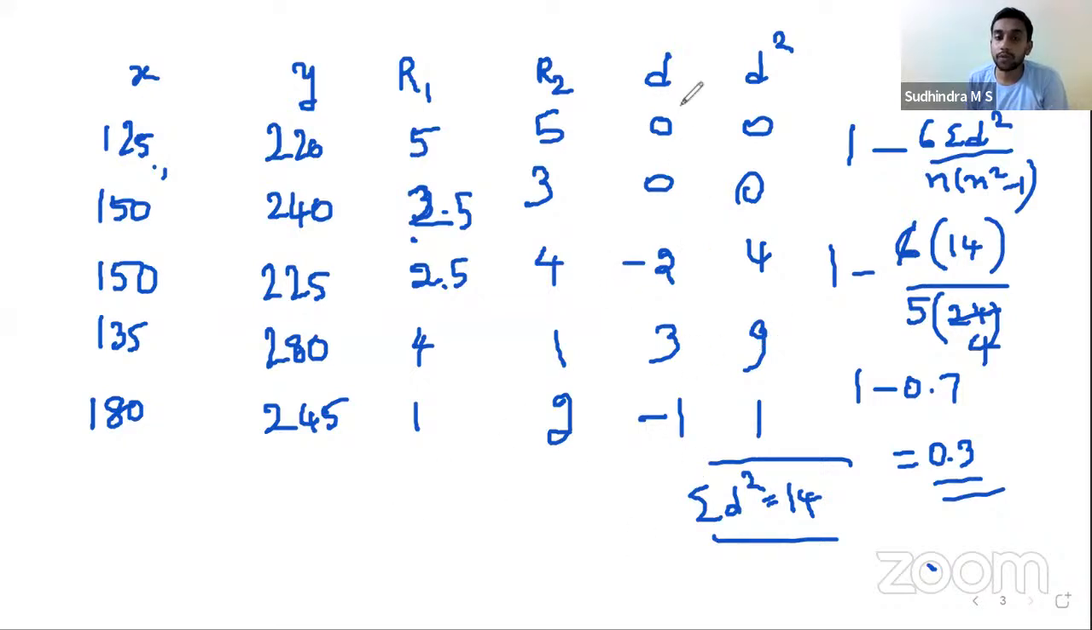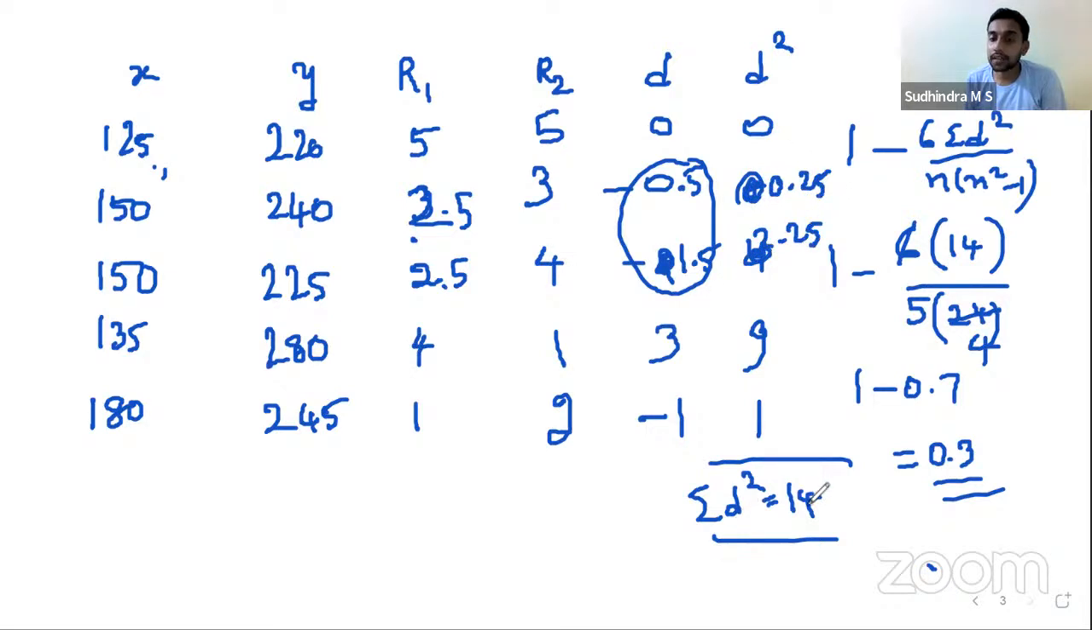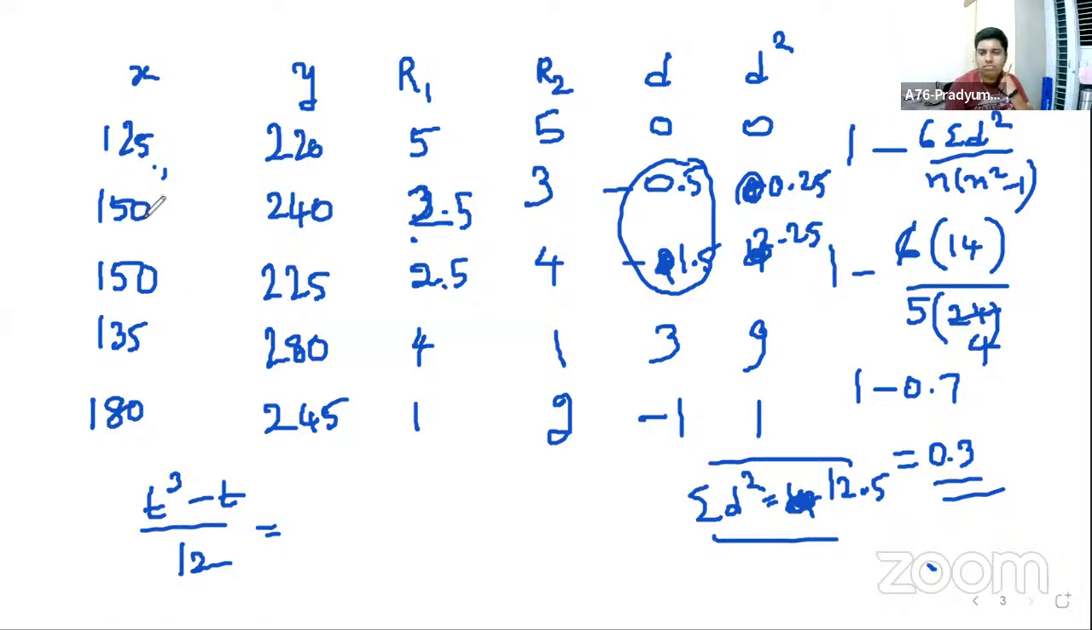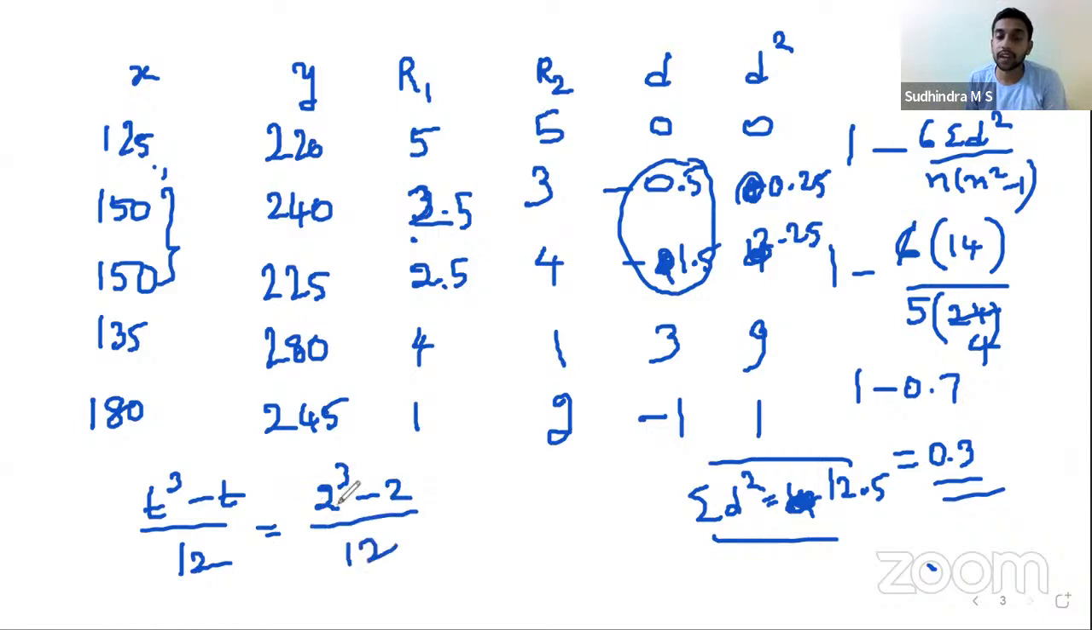Then this would change, and D will change. So this is 0.5 and this is -1.5. 0.5 square is 0.25. 1.5 square is 2.25. Accordingly, summation D square would have changed to 12.5. Then what we have to do is apply T cube minus T by 12. What is the value of T here? 2, because there are only 2 values; the length of the tie is 2. So 2 cube minus 2 divided by 12. 2 cube is 8, 8 minus 2 is 6, and 6 by 12 is 0.5.